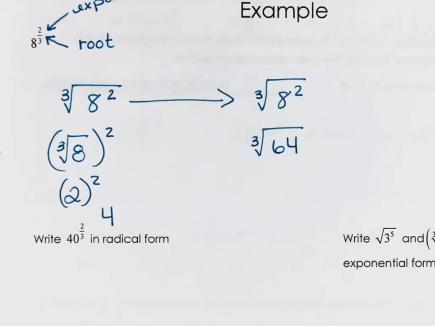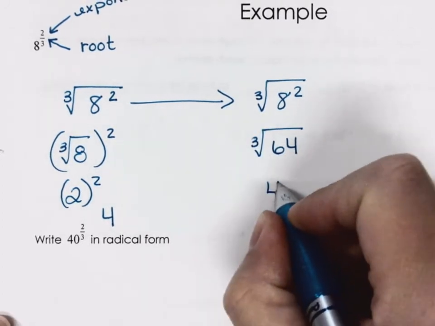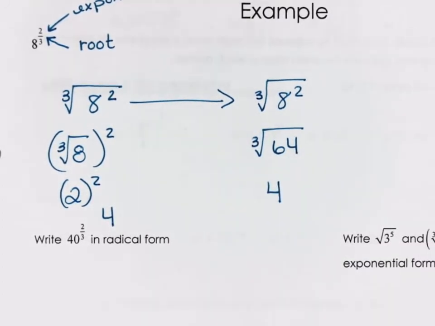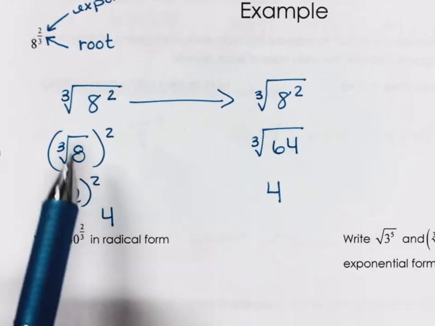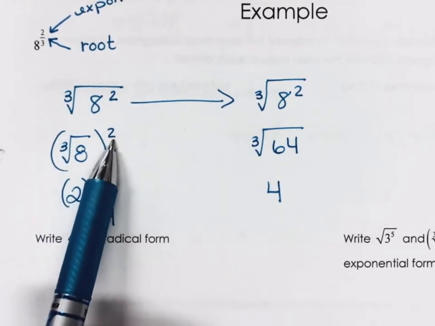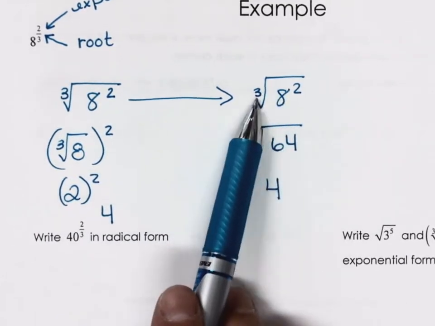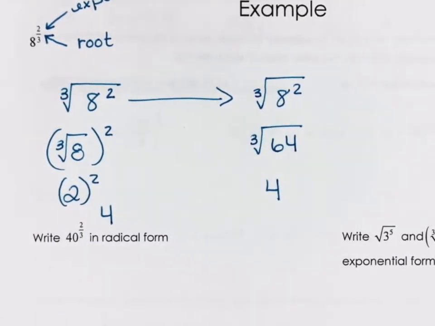So you can do the 64 first. What's the cube root of 64? Because 64 is a perfect cube. It's 4. We're dealing with cube roots here. So it doesn't matter which one you do, it's what numbers you're most comfortable with. You can do either the root first and then square it, or you could have squared it and then done the root. Both ways will lead you to the exact same answer.